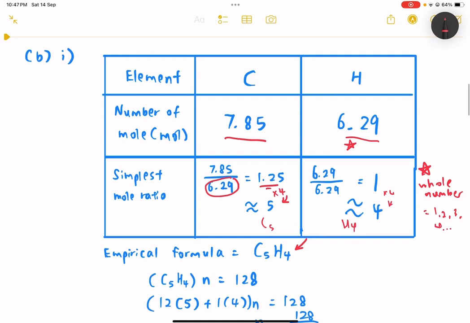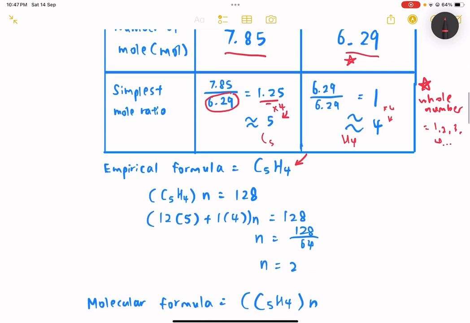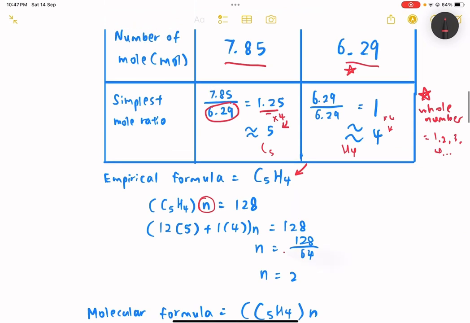After that, using the empirical formula, we can find the molecular formula. So C5H4 to the power of n, where n equals 128 divided by the empirical formula mass. We find n by substituting the average mass for C and H, which is 12 and 1. 12 times 5 plus 1 times 4 equals 128, and to find n, we need to divide by these things.